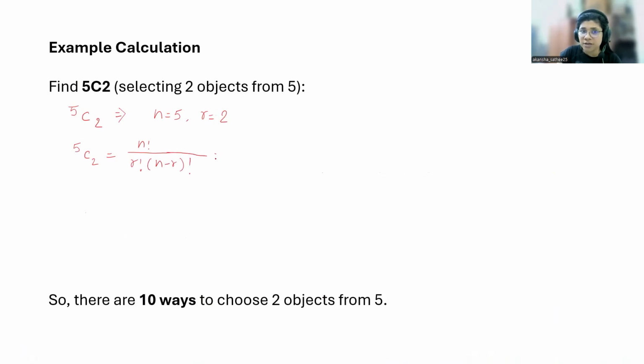Now substitute the values. n is 5 factorial upon r is 2 factorial. 5 minus 2 is 3 factorial. So it will be 5 factorial upon 2 factorial and 3 factorial. Now you already know what is 5 factorial. 5 factorial is 5 into 4 into 3 into 2 into 1, right?